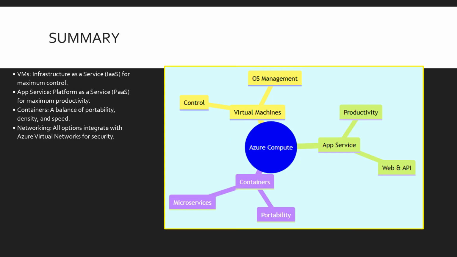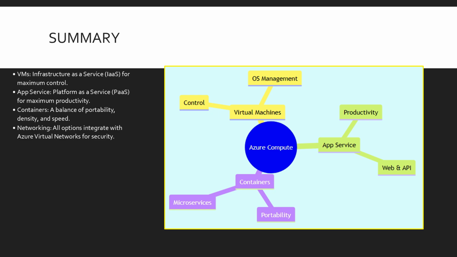In summary, Azure provides a comprehensive range of hosting options. Virtual machines offer IaaS for maximum control over the environment. Azure App Service offers PaaS for maximum productivity in web development. Containers provide a modern, portable solution for diverse applications. Crucially, regardless of which compute option you choose, they all integrate seamlessly with Azure Virtual Networks, allowing you to secure your connectivity and isolate your resources. By understanding these core components, you can architect solutions that are scalable, secure, and cost-effective.